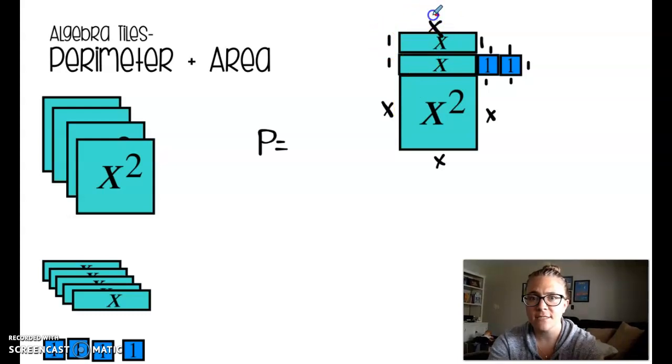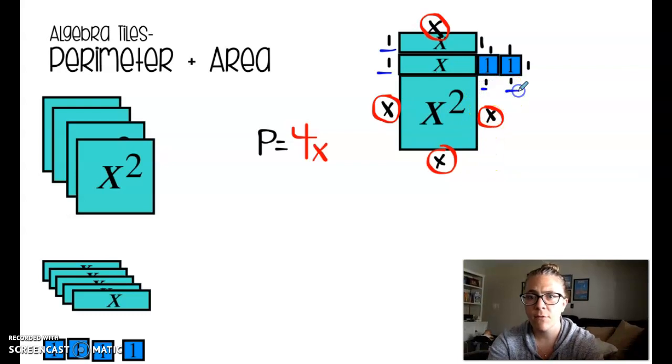I'm going to start with my x's, and I'm going to color code to make sure I don't forget anything. So I have 1x, 2x, 3x, 4 x's around my shape. Then I'm going to move on to my ones. So I have 1, 2, 3, 4, 5, 6, 7, 8 ones. So I have 4x plus 8 for my perimeter.